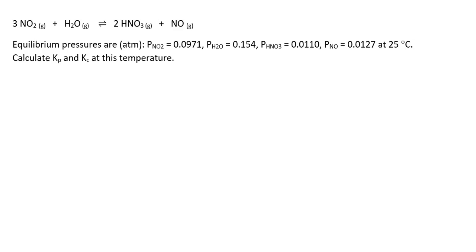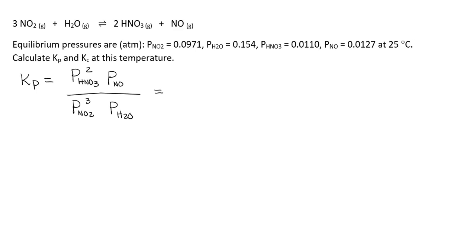In our next example, we're given equilibrium pressures in atmospheres, and we can use those to calculate Kp and then convert to Kc. So to set up the mass action expression, we set it up the same way as we do for Kc. So I have Kp equals the pressure of HNO3 squared times the pressure of NO divided by the pressure of NO2 cubed times the pressure of H2O.